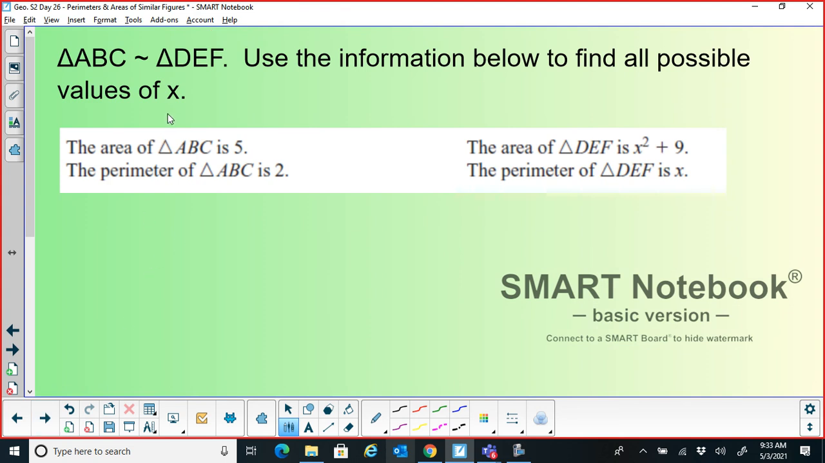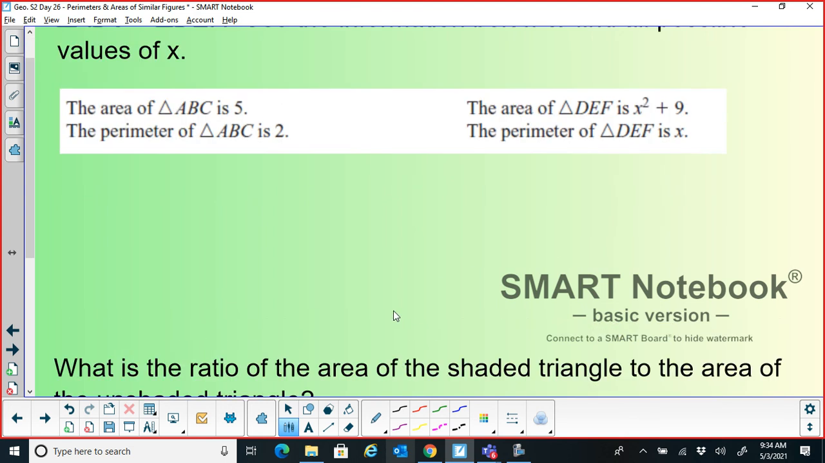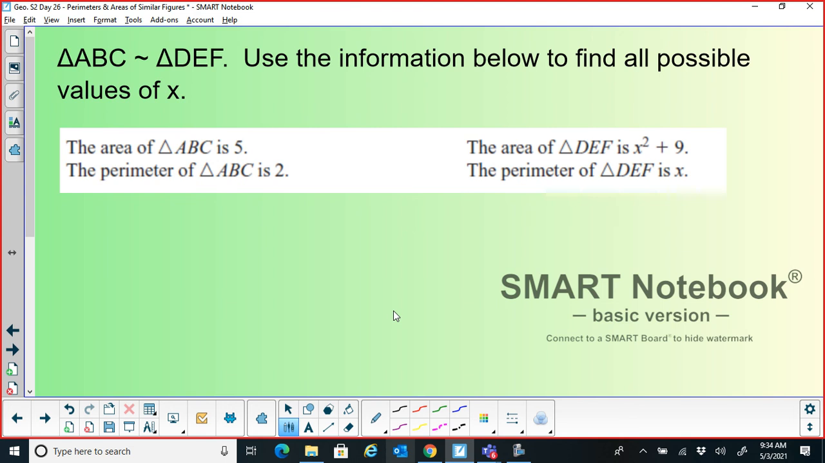Triangle ABC and triangle DEF are similar. This is the symbol used for similar. Use the information below to find all possible values of x. The area of triangle ABC is 5. The perimeter of triangle ABC is 2. The area of triangle DEF is x squared plus 9. The perimeter of triangle DEF is x. All of you just try this particular problem. We will go over the solution in another minute or so.